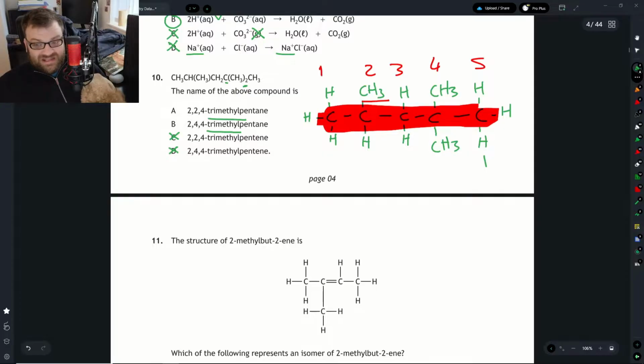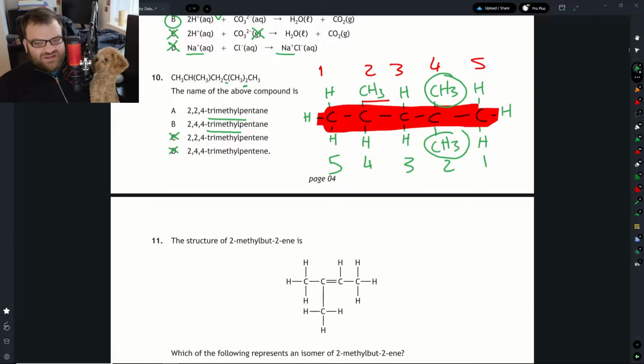However, if we correctly go to make the numbers the smallest we possibly can and go from right to left, you have got 2 methyl groups on the second and just 1 on the fourth. That would give you 2,2,4 trimethyl pentane. I'd say it's always easier if you sketch out the chemical so you can see how it's all arranged, and that would get us answer A.